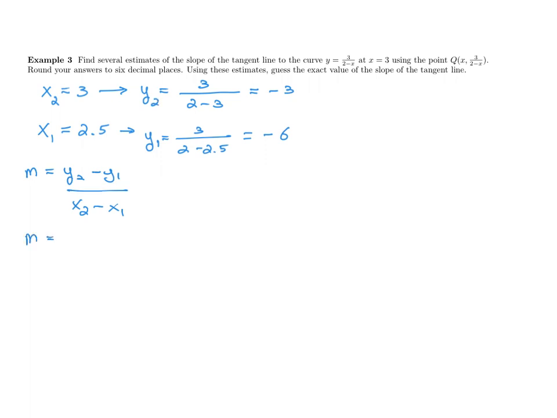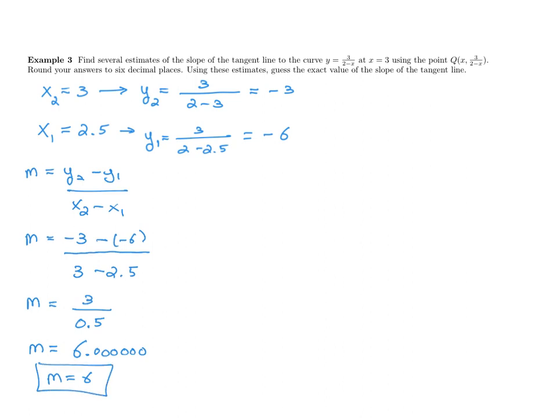In the formula for slope, y2 minus y1, it's negative 3 minus a negative 6, all divided by x2 minus x1, which is 3 minus 2.5. And the slope here is going to be, okay, that's negative 3 plus 6, which is 3, all over 3 minus 2.5, which is 0.5. And here the slope, or at least the estimate, is 6. And I said round to 6 decimal places. I guess technically you would put 6 zeros after, but you can just use 6. So here we go. 6 is the estimate that we have for the slope of the tangent line.